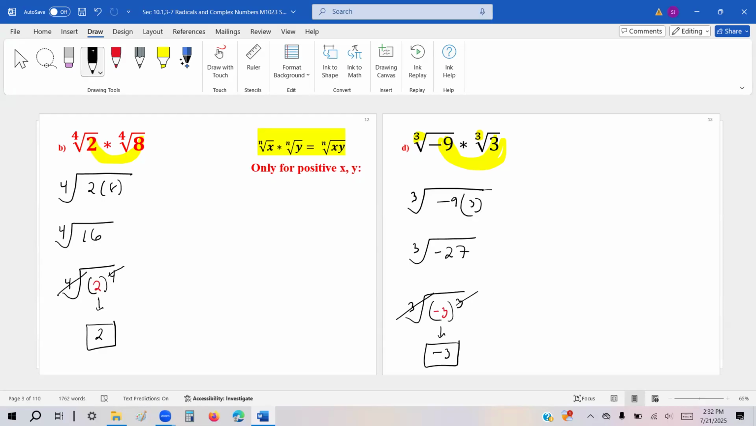So all these examples have perfect radical numbers, but in the exam you're not going to have perfect radical numbers. You're going to have something that you have to break down and then you can have a perfect radical number, like the one I did.